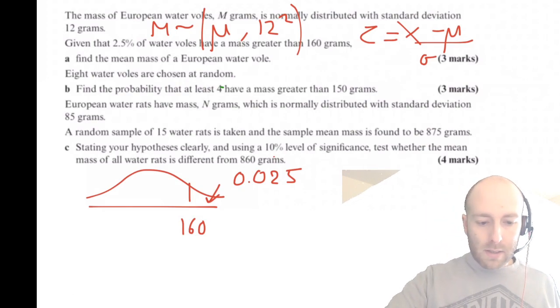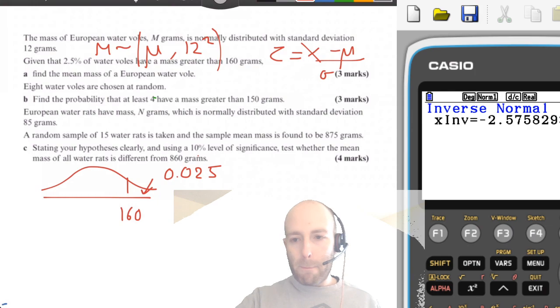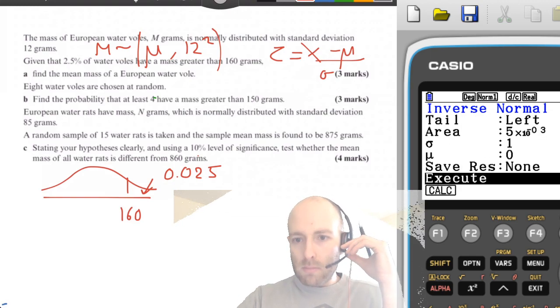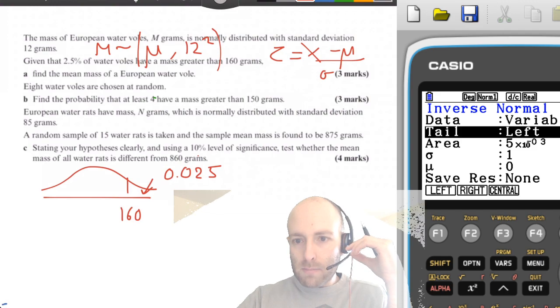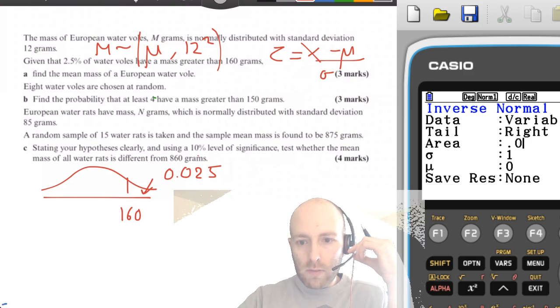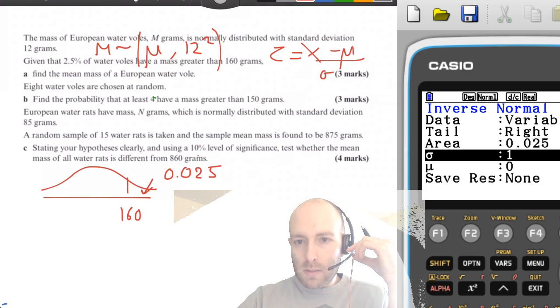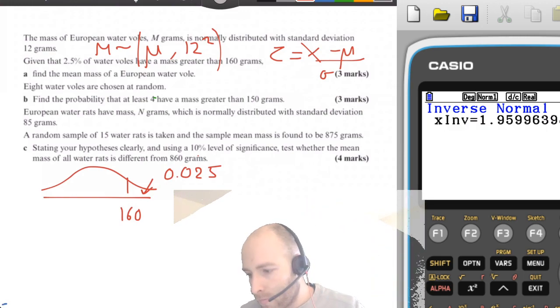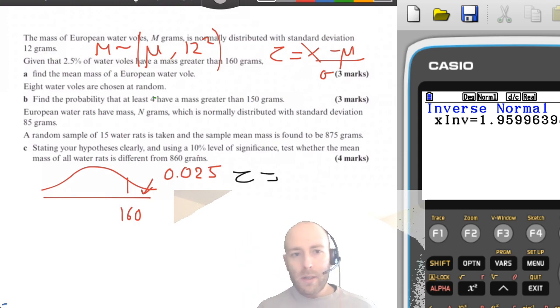So if I bring up the calculator, our tail is to the right, although if you're finding z, it doesn't really matter. Area is 0.025, and the mu is 0 and sigma is 1. So you get 1.959, or z equals 1.96.